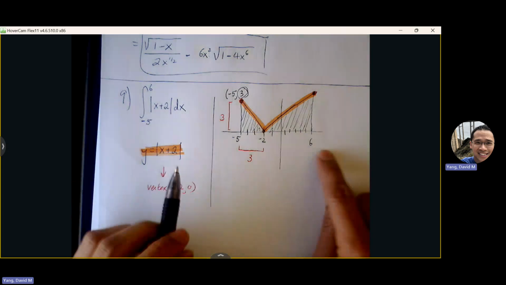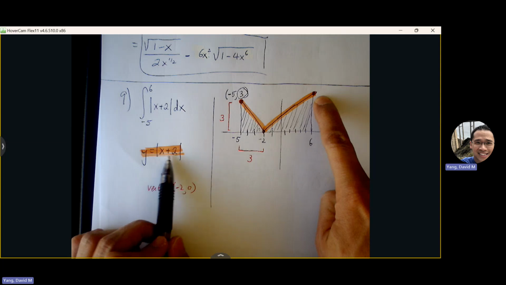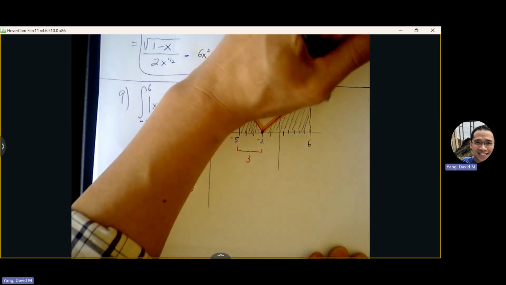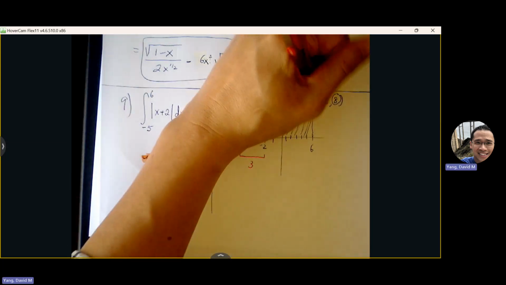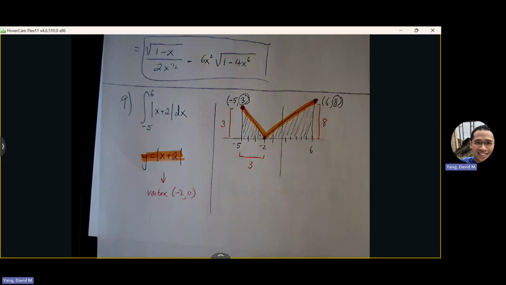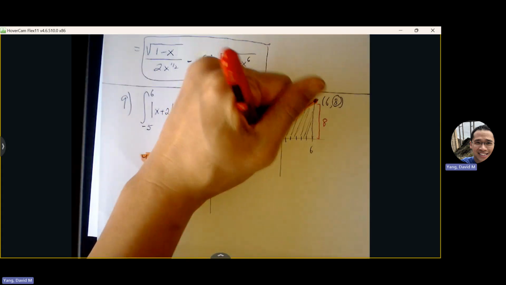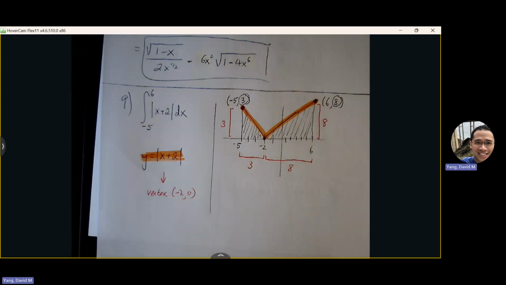Second triangle, I'm going to plug 6 into the function to get that y value. If I plug 6 in for x, what's 6 plus 2? 8. Absolute value of 8 is 8. So 8 also happens to be 8 units off of the x-axis, which represents the height of my second triangle. And if I count from -2 to 6, that's a distance of 8 as well.